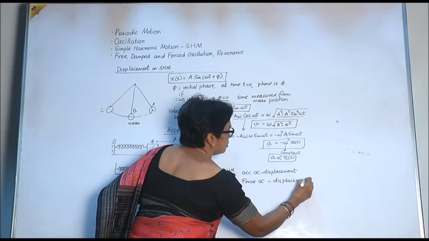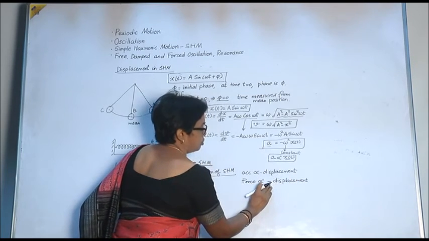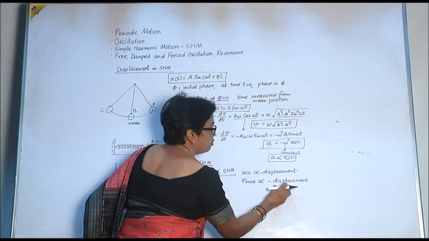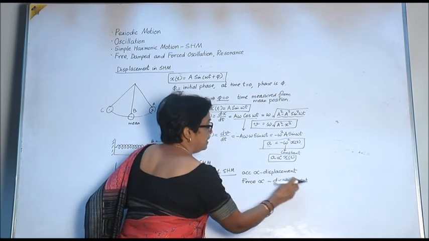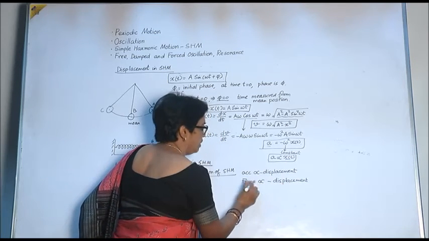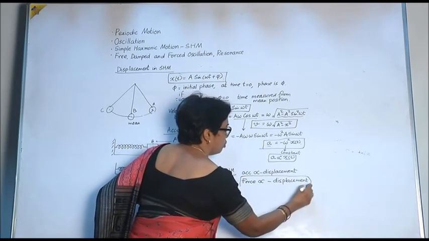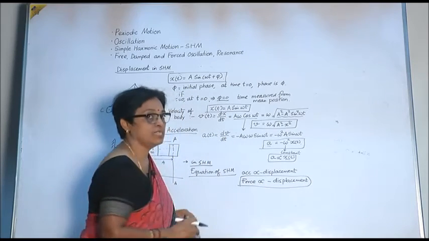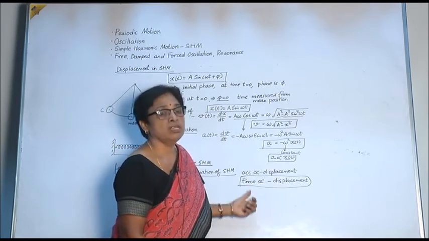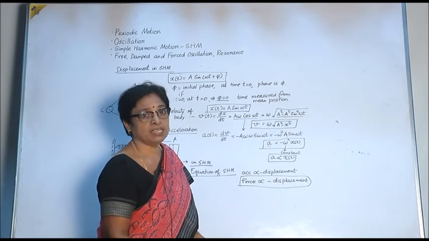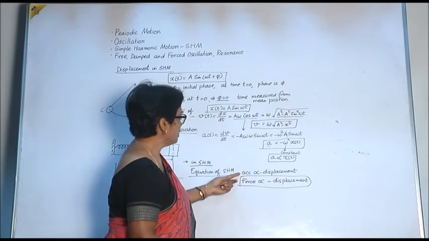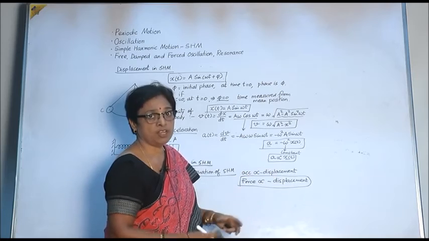Wherever you get this, towards the mean position, it is proportional to displacement from the mean position and it is directed towards the mean position, then it is also called SHM. Same thing, whether you say acceleration or force, because force is nothing but mass into acceleration, and mass is constant, so multiplying by a constant, the proportionality remains.